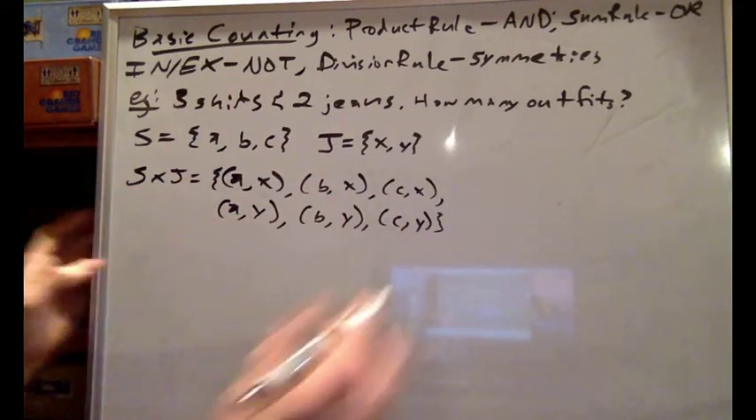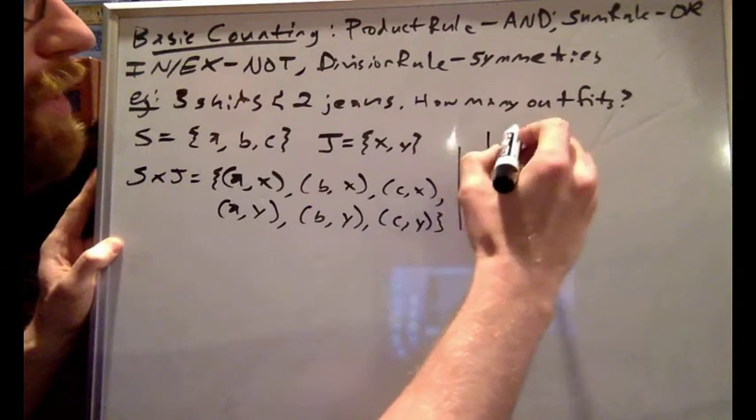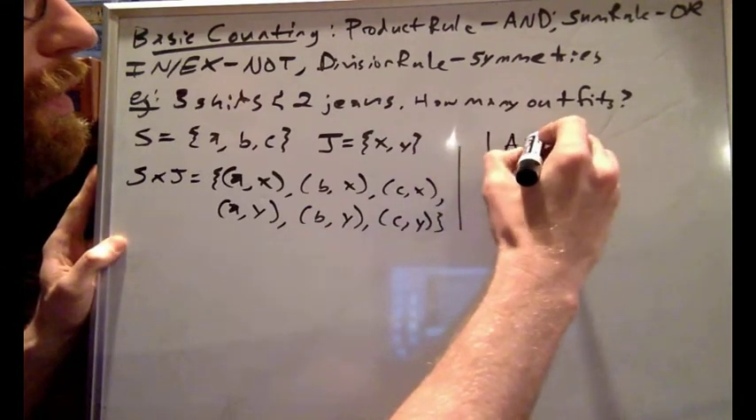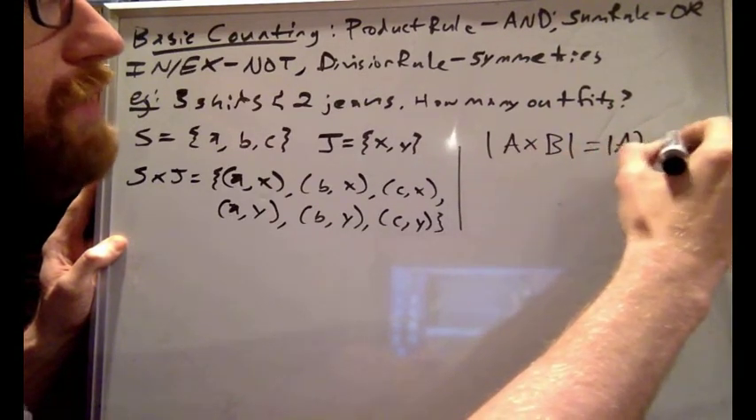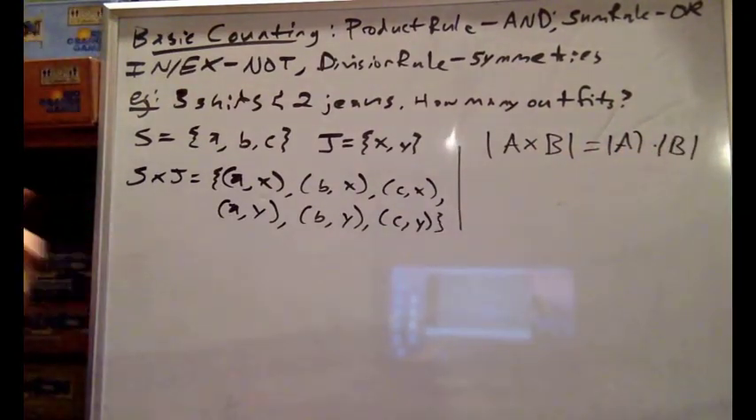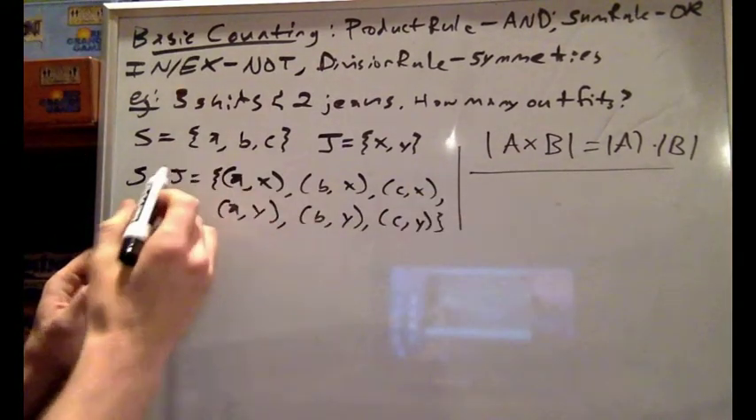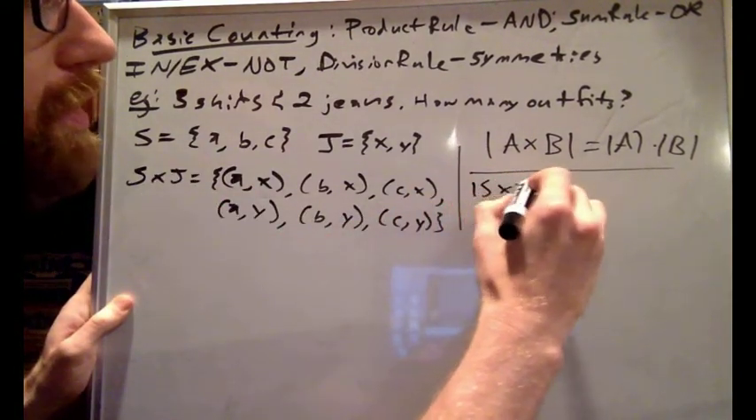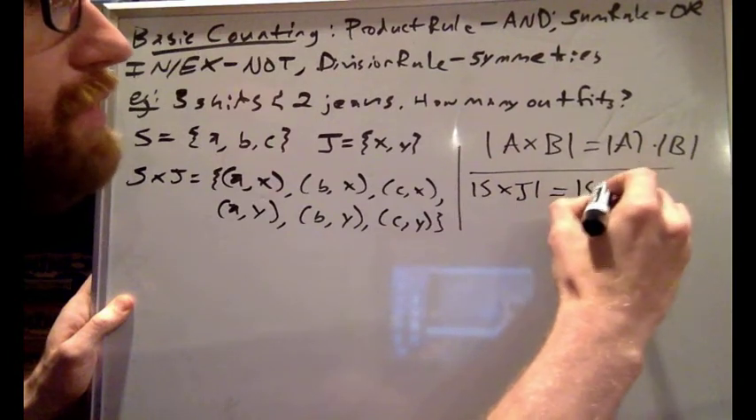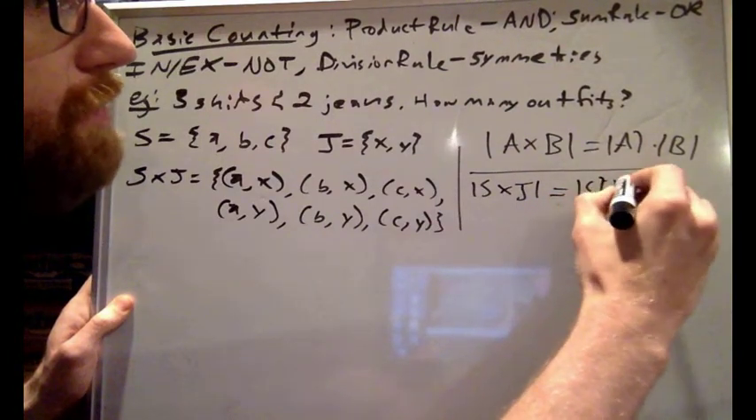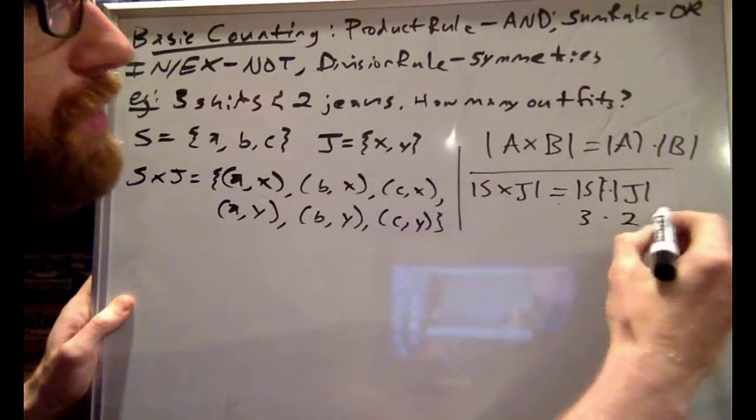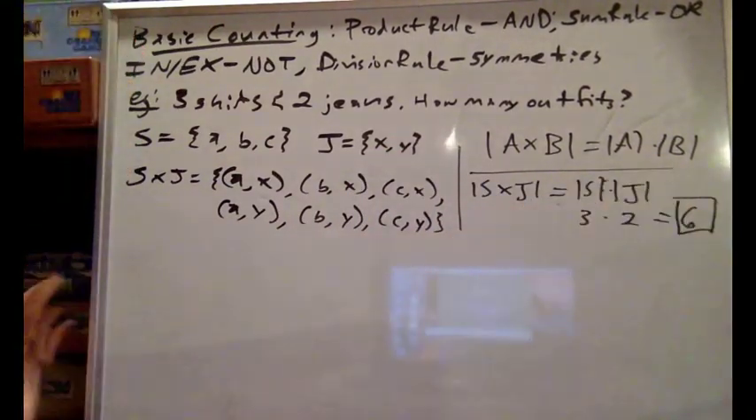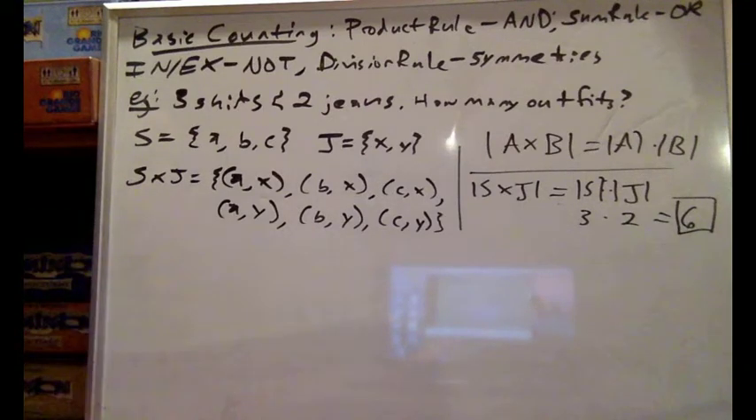So recall, in general, that the size of the Cartesian product A times B, A cross B, is the size of A times the size of B. So for us here, in this case, the size of S Cartesian product with J is going to be the size of S times the size of J. So the answer is going to be 3 times 2, which is 6. That's our final answer for this question. And that's just the most basic product rule.